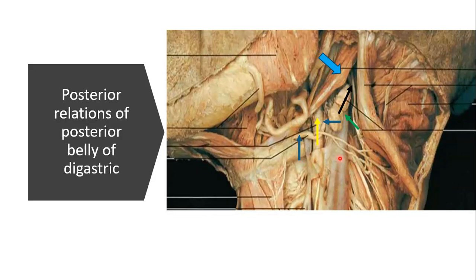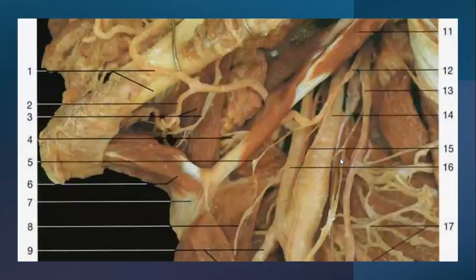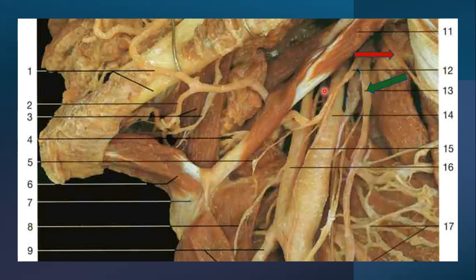Okay. So from this, I expect you to, by now you have seen that for the posterior relation of this posterior belly of the digastric, you have one, that is now your vagus. That is your vagus. Two, that nerve is the spinal accessory. And then that is your hypoglossal. So that is number 10, 11, 12. Okay, so those three cranial nerves are posterior to the posterior belly of the digastric.